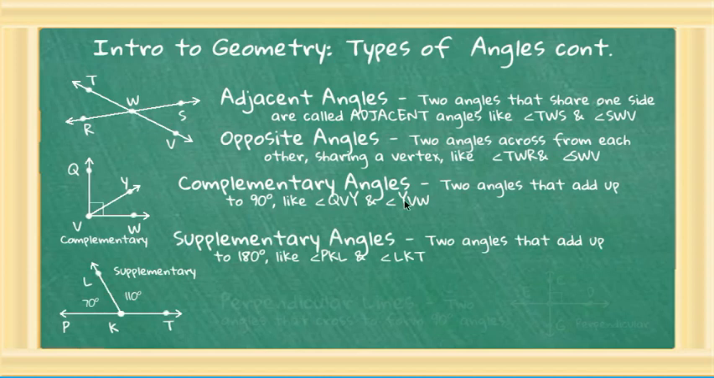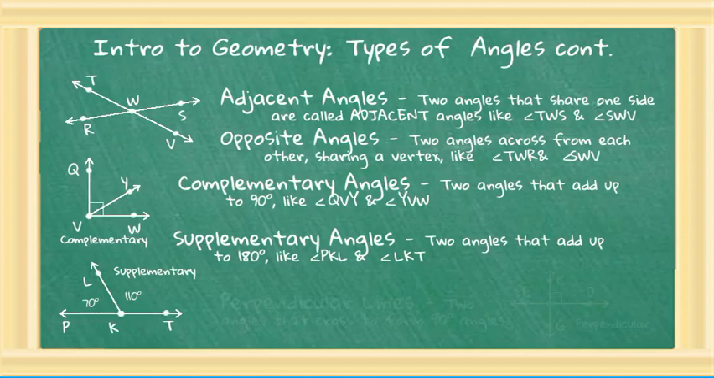Okay, supplementary. Very similar, but in this case, they add up to 180, which again is the measure of a straight angle or a straight line. So anything that adds up to 180 would work. So here PKL is 70, LKT is 110. Notice these are also adjacent because they share the one side here. And they add up to a straight line of 180. So those are called supplementary.